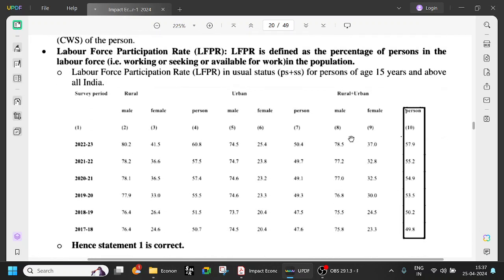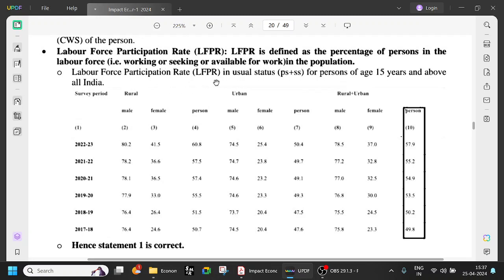Labor force participation rate is defined as the percentage of persons in the labor force that is working or seeking or available for work. So those who are not yet working but willing to work are also part of the labor force participation rate. If a statement says that the labor force participation rate only shows those who are working, it will seem to make sense, but even those seeking or available for work are part of it.